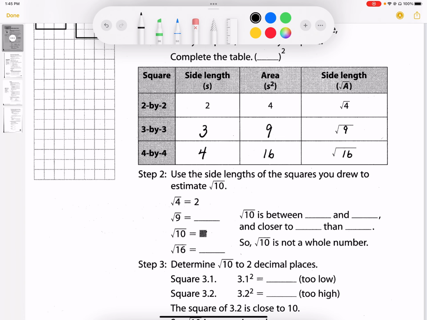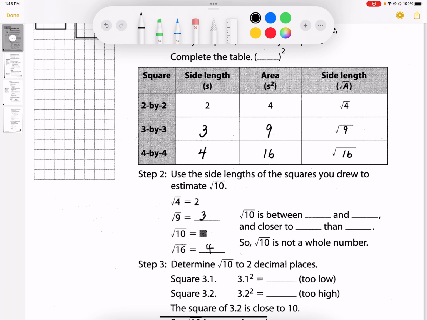So the square root of 4 is 2. The square root of 9 from our table above is 3. The square root of 16 is 4. So it must be the square root of 10. We're going to estimate somewhere between 3 and 4.